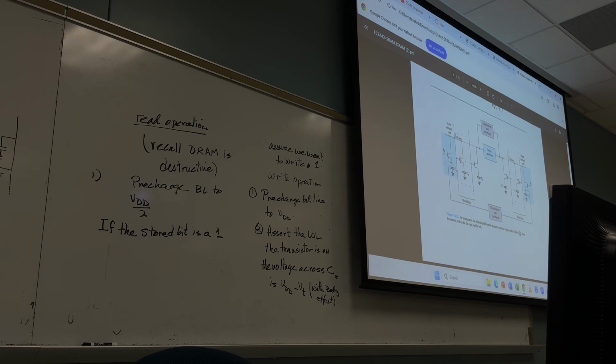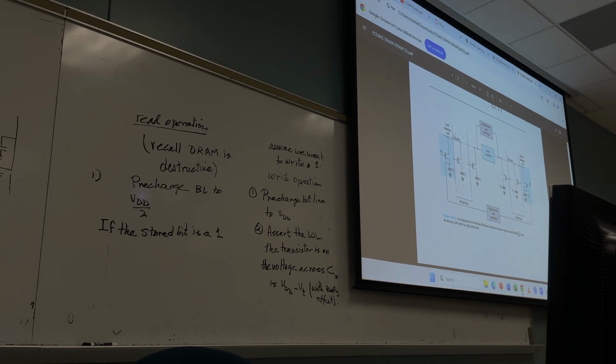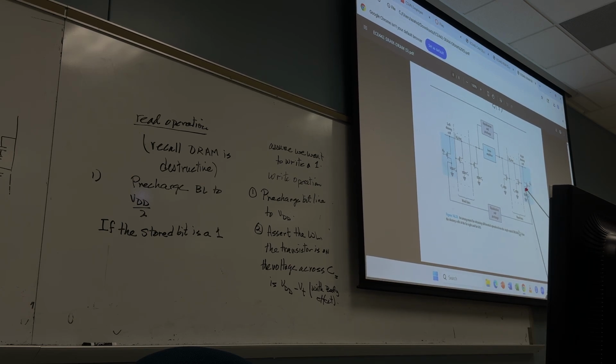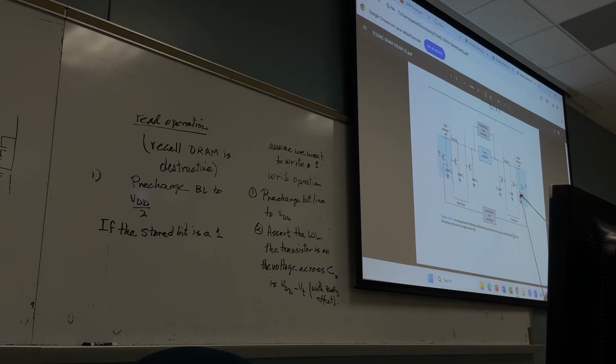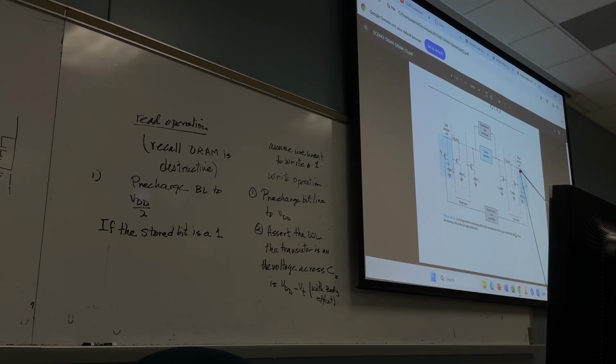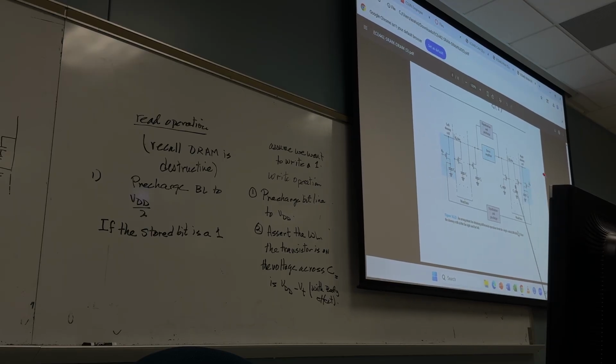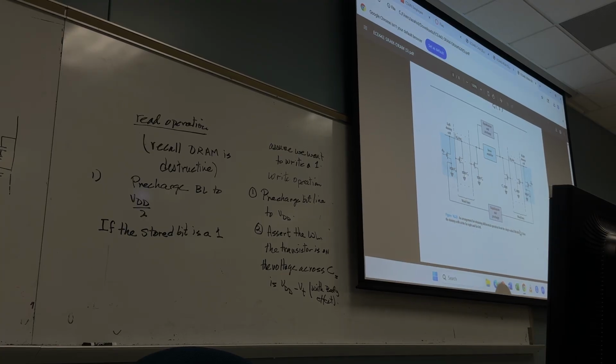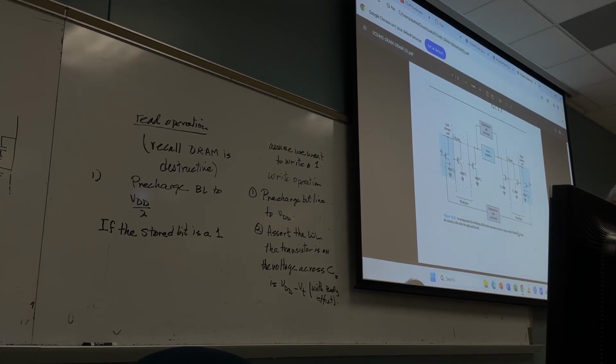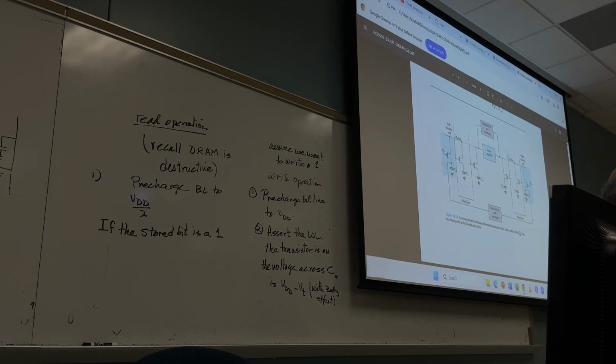This line will remain VDD over 2. Why? I'm still waiting. Why does it remain VDD over 2? What is this? VDD over 2. What is this? VDD over 2. Is this one on? Yes, it is on. But there will be no current. Why? Because the drain and the source are of the same voltage. Yes or no? Yes.